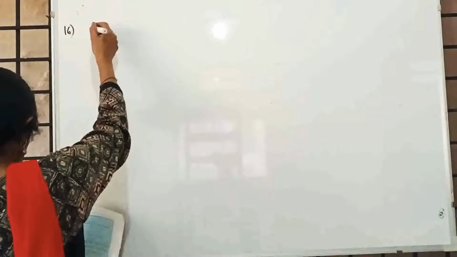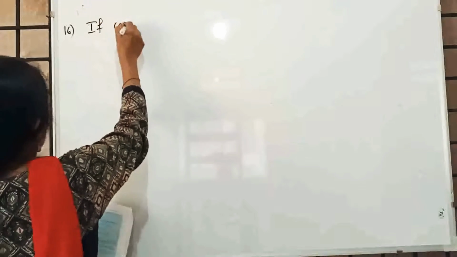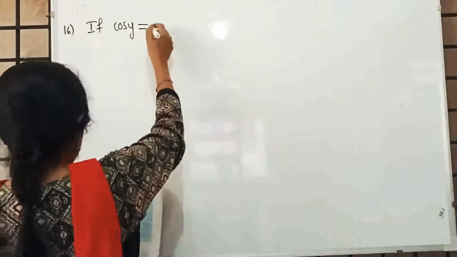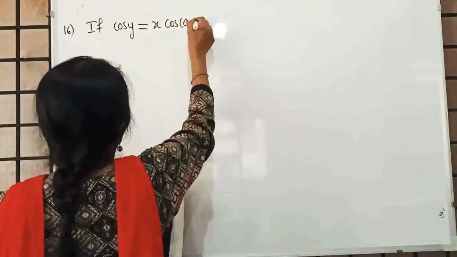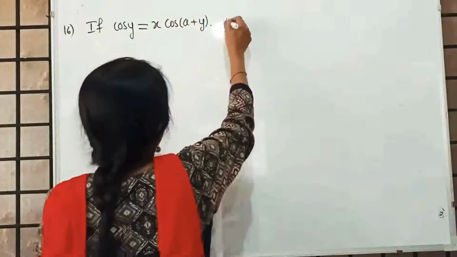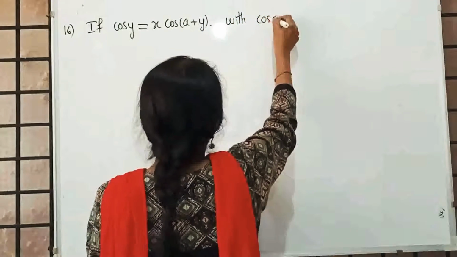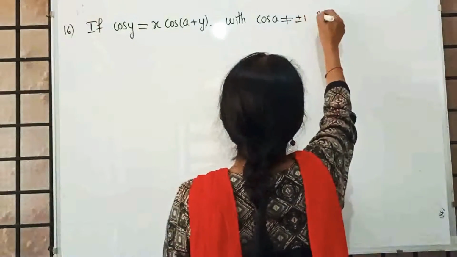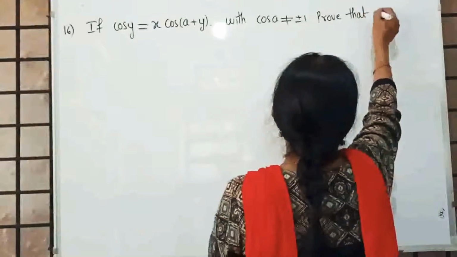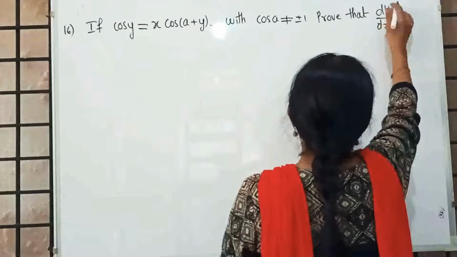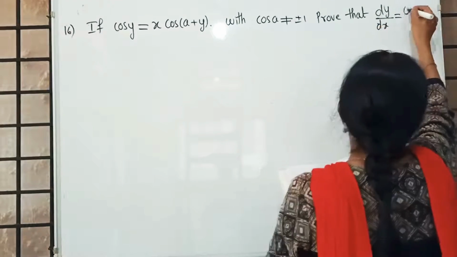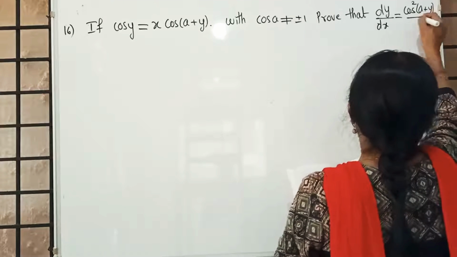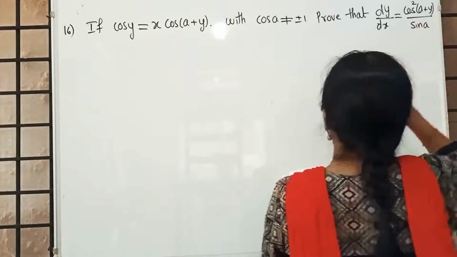Next question, that is question number 16. If cos y is equal to x into cos of (a plus y), with cos a not equal to plus or minus 1, prove that dy upon dx is equal to cos square (a plus y) divided by sin a. See, again this is an important question.